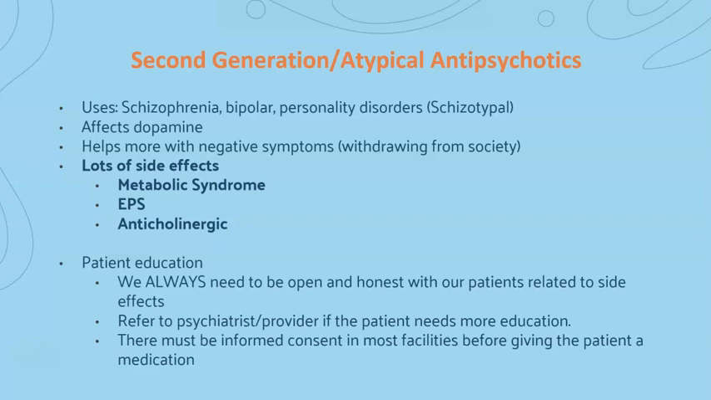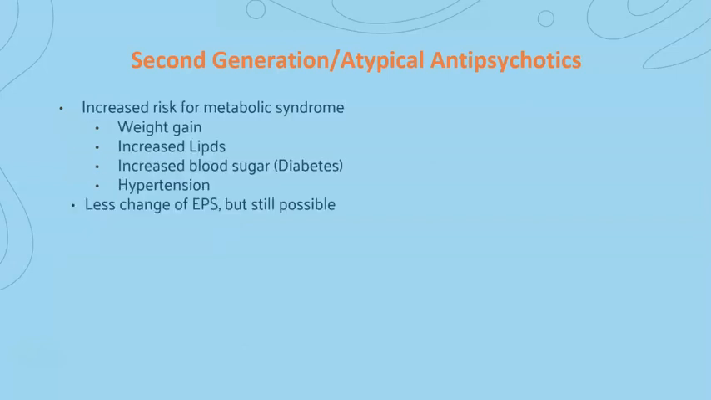Patient education is the same. We need to make sure they're aware of what is going on with these medications and what the side effects are. Second generation atypical antipsychotics have an increased risk for metabolic syndrome. So what does that mean? We're looking out for weight gain, increased lipids, increased blood sugar, diabetes, and hypertension.